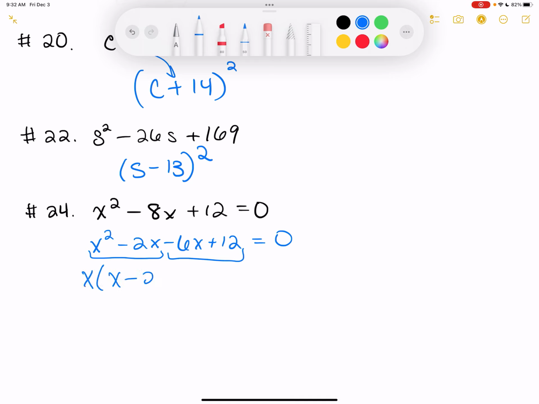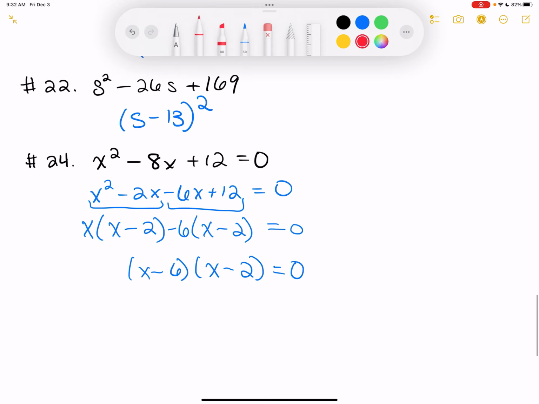Which leaves you with x minus 2. Out of the second part, negative 6. So that leaves you with x minus 2. So then you have x minus 6 times x minus 2 is equal to 0. Now to solve, what this allows us to do is to set each piece equal to 0. So x minus 6 is equal to 0 and x minus 2 is equal to 0.